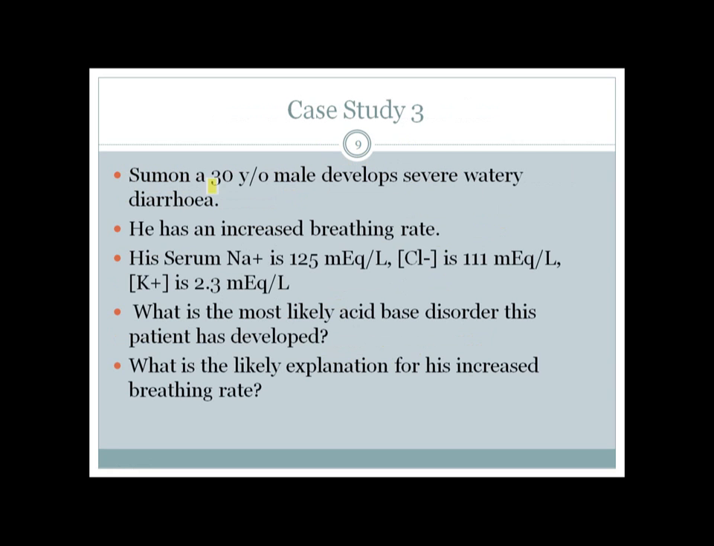Next, case 33. Here we have a 30-year-old male who has severe watery diarrhea. This patient also has an increased breathing rate, and some electrolyte disturbances. As you can see, the sodium is decreased, the chloride is increased, and the potassium is decreased. Can you tell me what is the most likely acid-base disorder this patient has developed? And can you explain why the increased breathing rate is occurring in this patient? Okay, so let's go to the slide and get our answers.